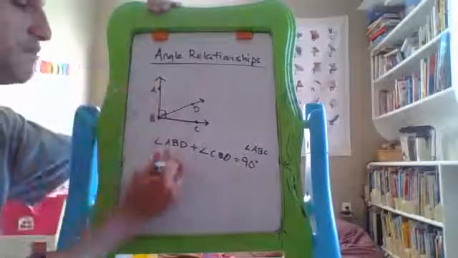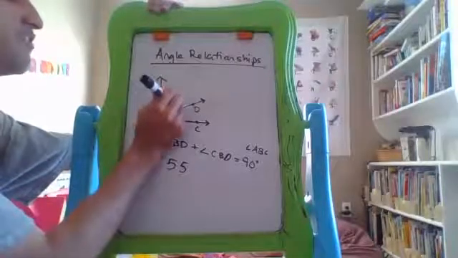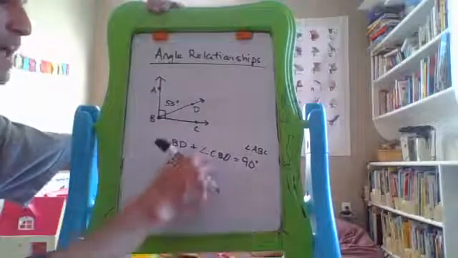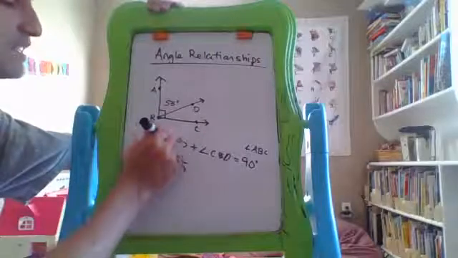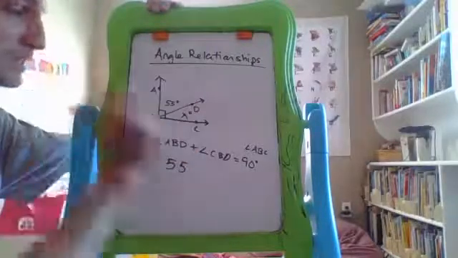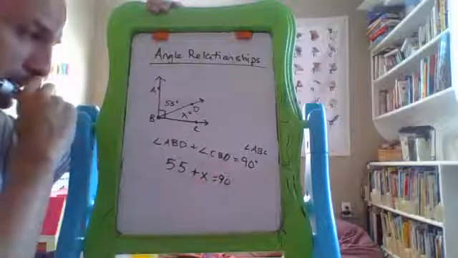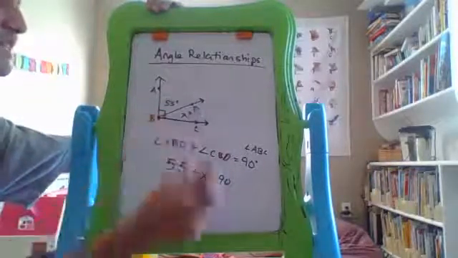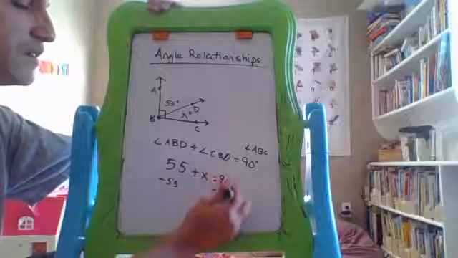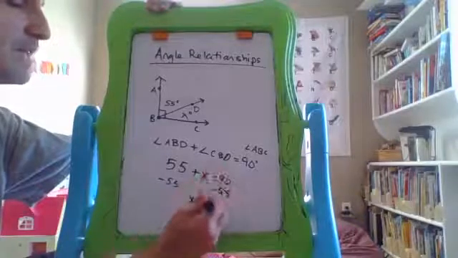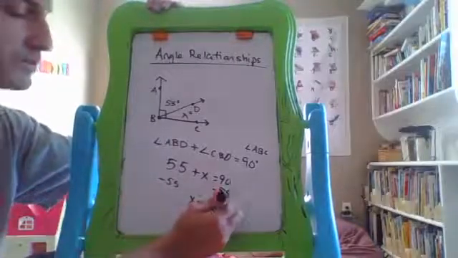So if I say that ABD is 55 degrees, the question is, how many degrees is CBD? We might even say that this is X degrees. So we're going to have 55 plus X equals 90. Can we find out this missing angle? The way I do that is I subtract 55 from both sides, and I get that X equals 90 minus 55, which is 35. So X equals 35 degrees.